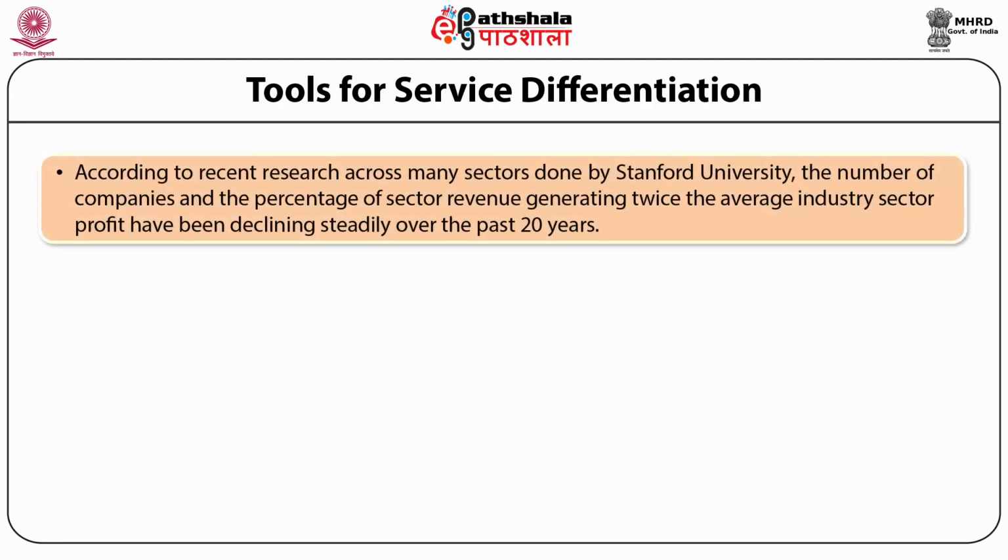According to recent research across many sectors done by Stanford University, the number of companies and the percentage of sector revenue generating twice the average industry sector profit have been declining steadily over the past 20 years. The winner may not take all, but does take an increasing share of available value.